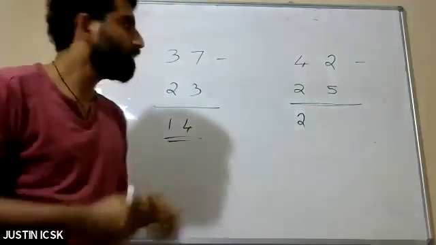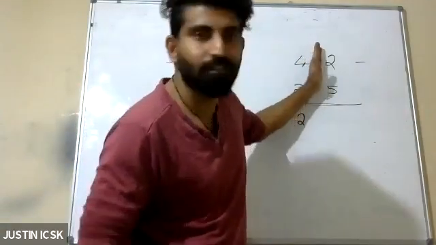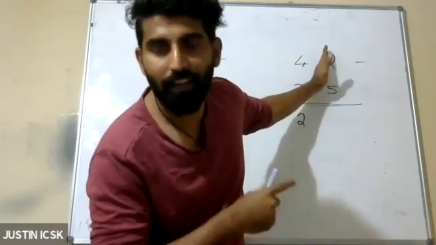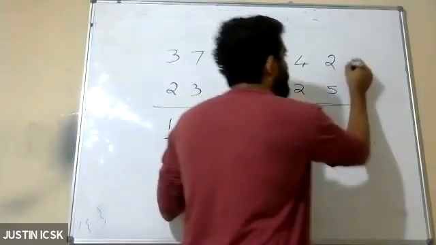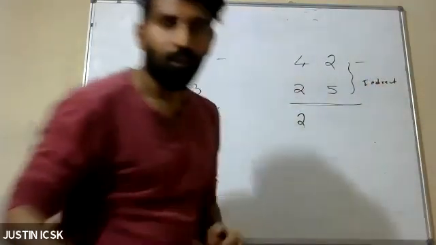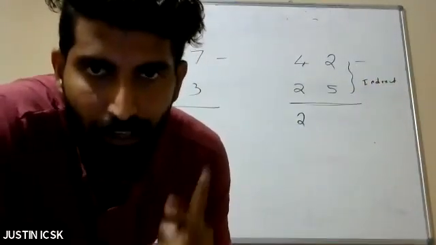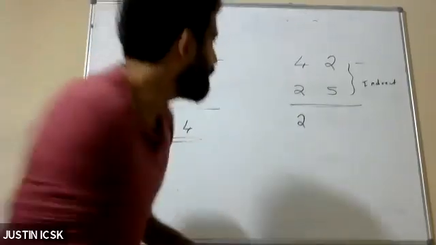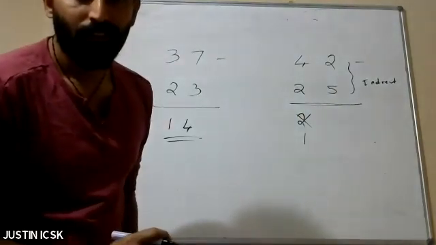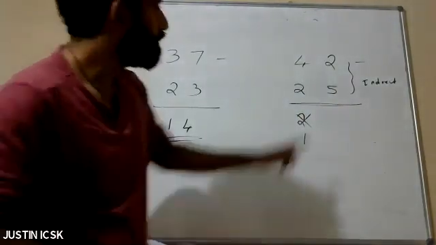4 minus... whenever 2 minus 5, this is indirect. Whenever indirect comes, I will do two steps. I will just cut this 2 and I will write 1.